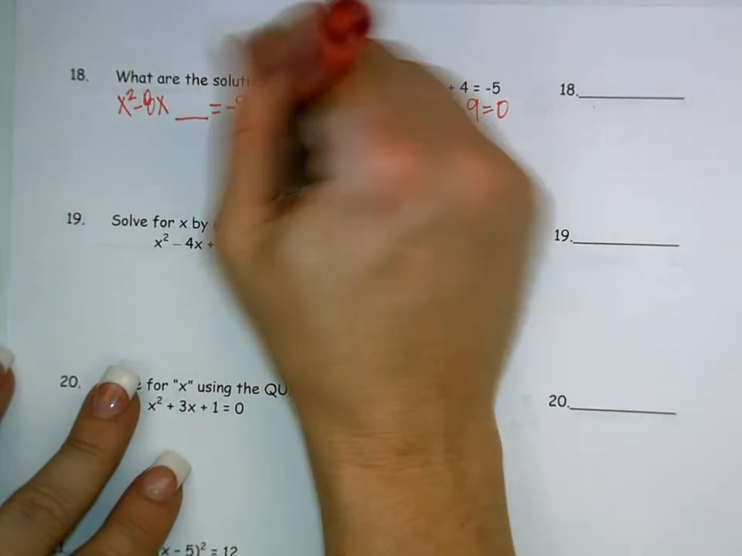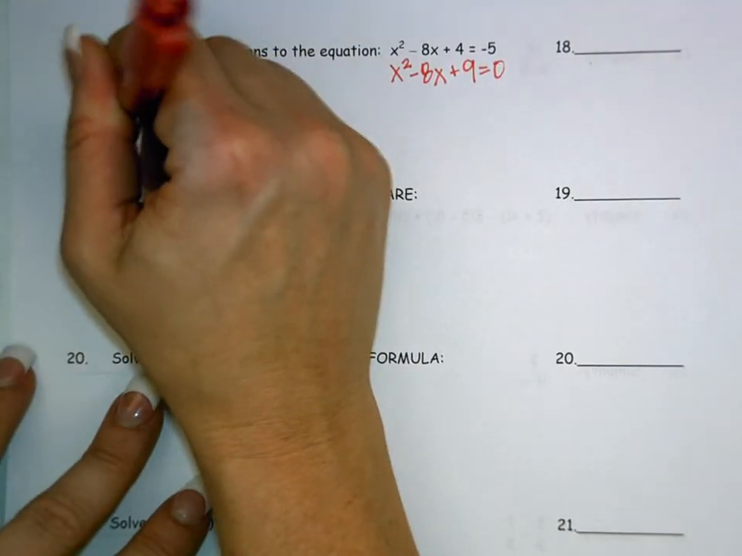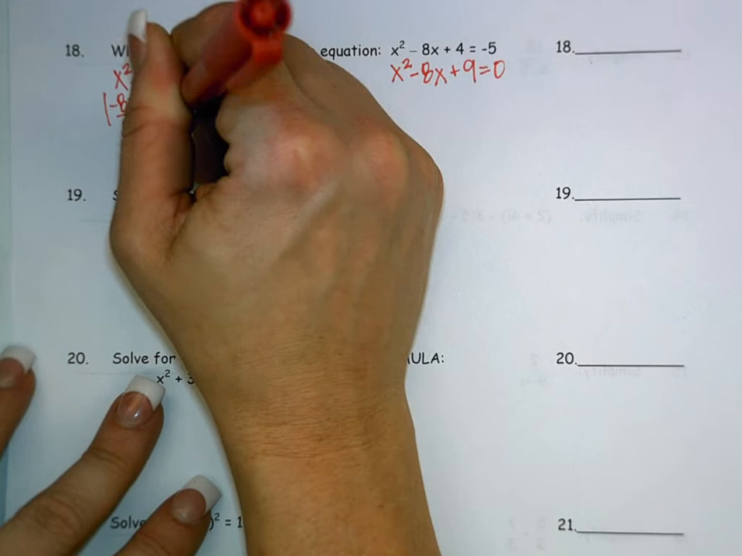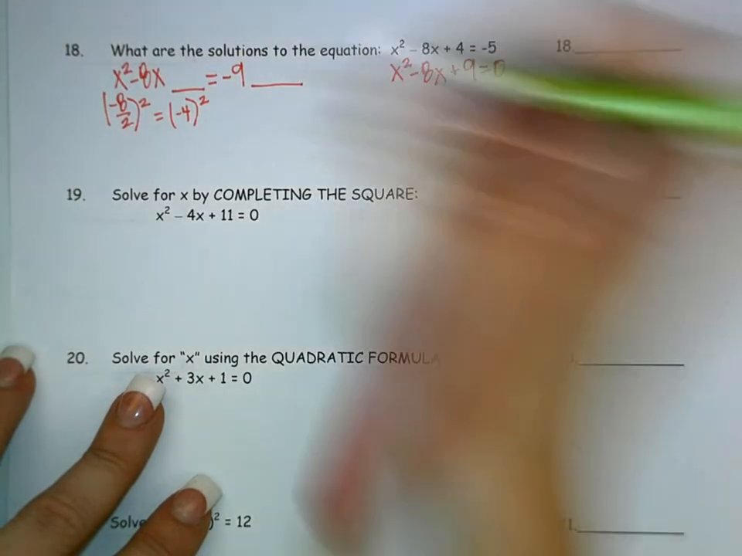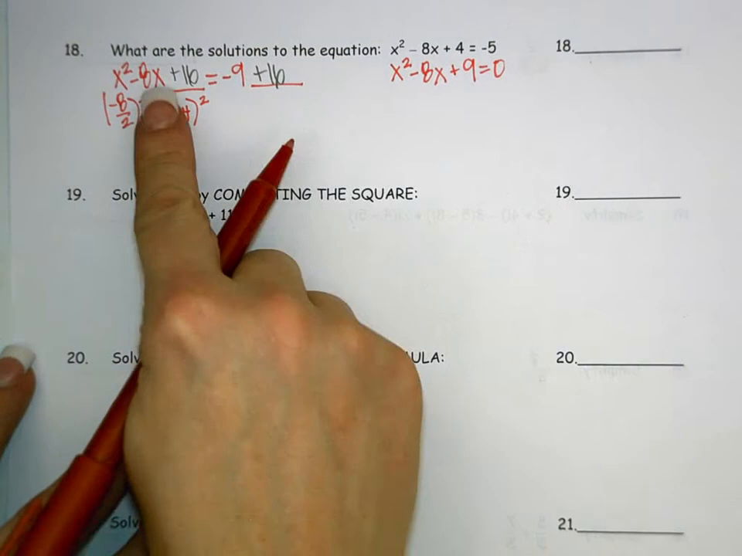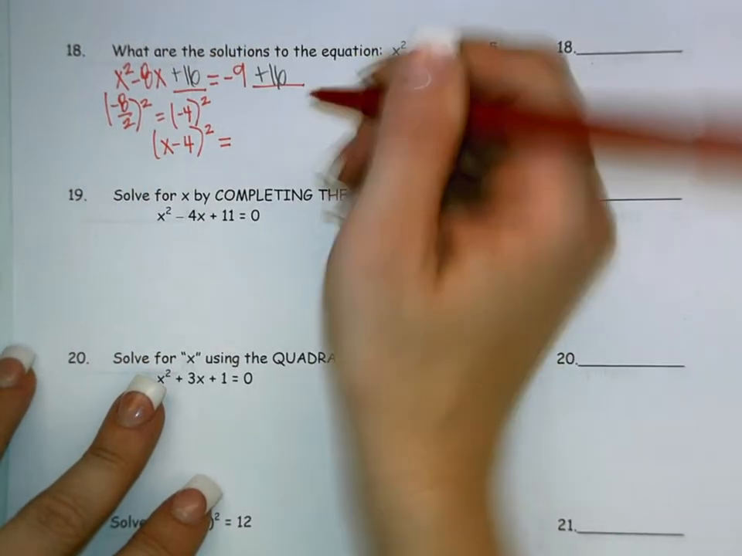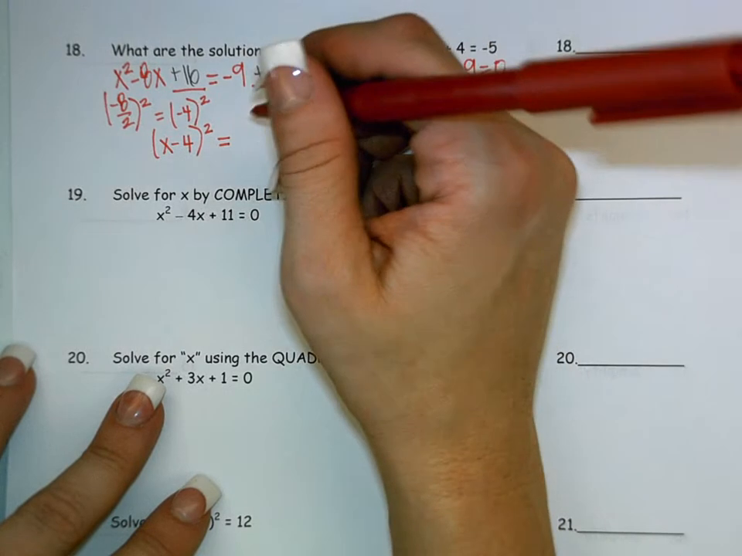Again, leave that space. Middle number, divided by 2 and square it. It's going to give you negative 4 squared, so we're going to add 16 to both sides. If you rewrite this as a binomial squared, that's x minus 4 quantity squared equals negative 9 plus positive 16, which is 7.